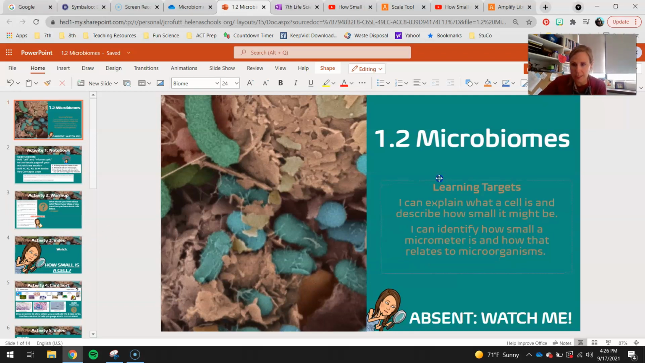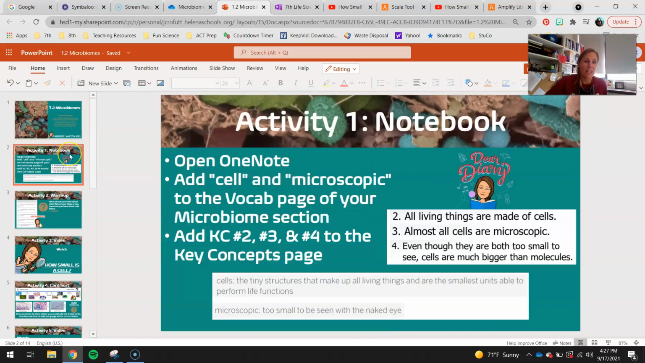All right, your lesson today is 1.2 microbiomes, and your learning targets for today: I can explain what a cell is and describe how small it might be, and I can identify how small a micrometer is and how that relates to microorganisms. So when we talk about things like bacteria or even viruses, when I tell you how small they are, you have an idea of what that might look like if I were to scale it out on a ruler.